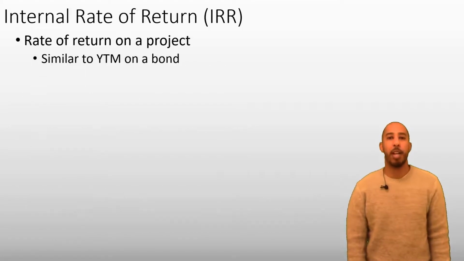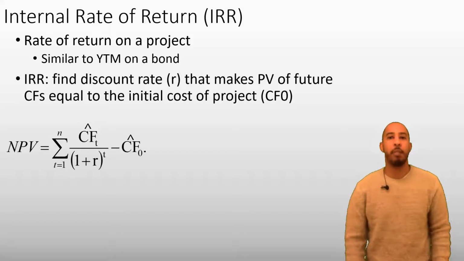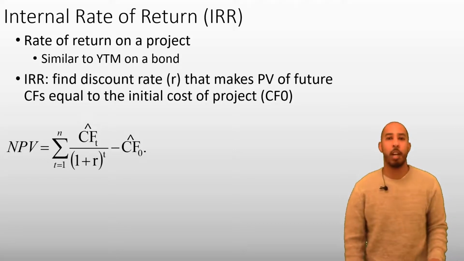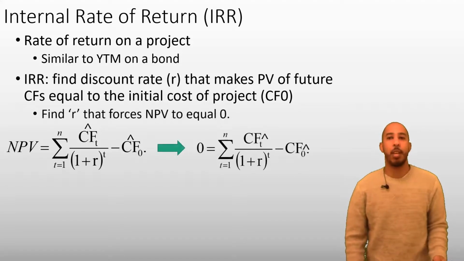Another method to evaluate projects is by using internal rate of return, or IRR. The IRR will tell us the average rate of return on the project. So in that sense, it's very similar to the yield to maturity on a bond. To compute IRR, we're going to start with the NPV formula. And we want to find the interest rate, R, that will make the first term, which is the sum of the present value of the future cash flows, equal to the second term, the initial outlay. Said differently, we want to find the interest rate that forces the net present value to equal 0. That rate will be the internal rate of return.